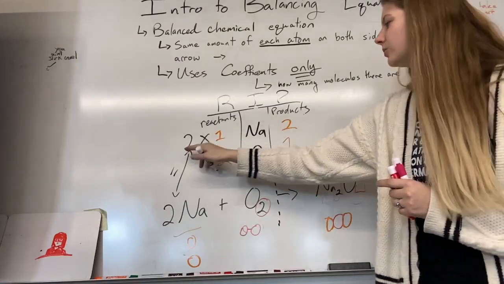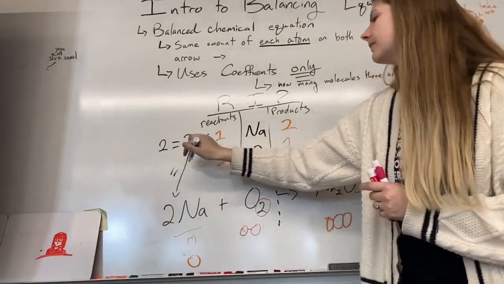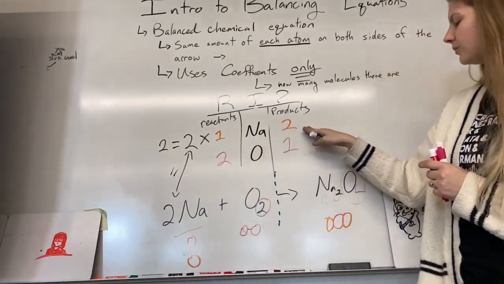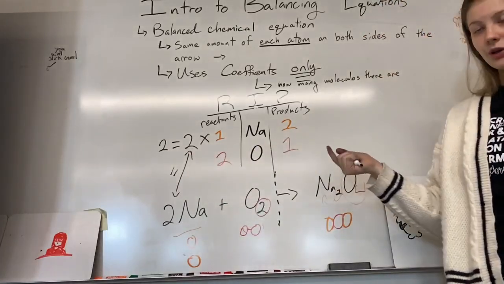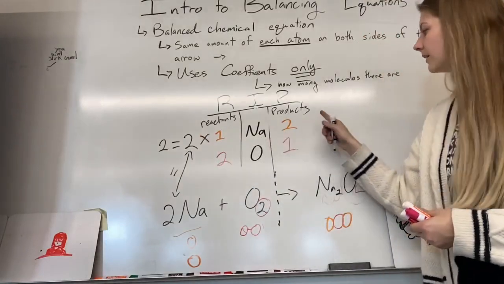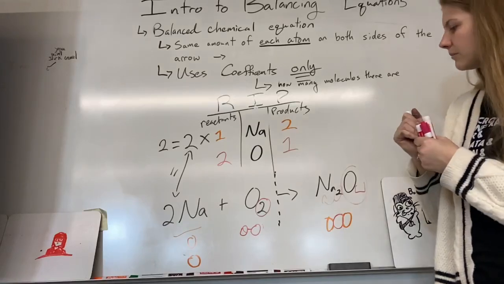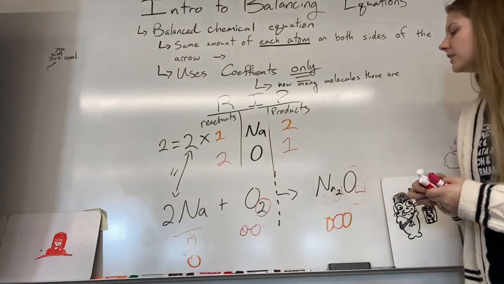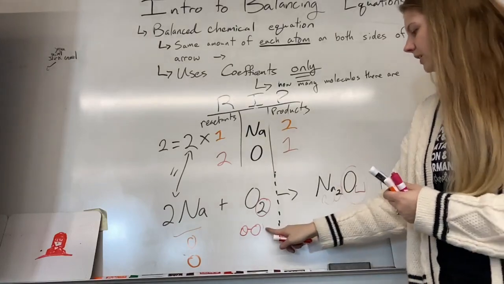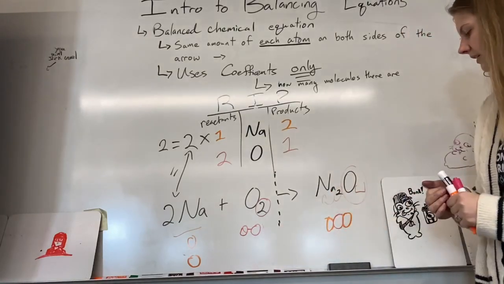Now we have 2 sodium on this side, and we have 2 sodium on this side. So currently, our sodium is balanced. We successfully fixed sodium. We need to do the same thing with oxygen. If we look at oxygen, we have the 2 here, and then we have 1 here.